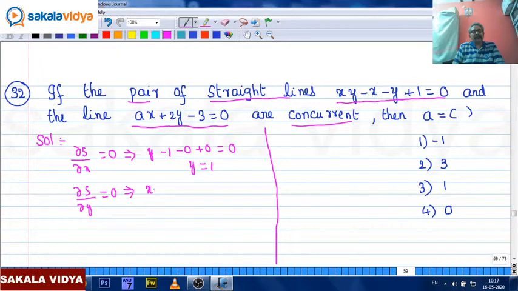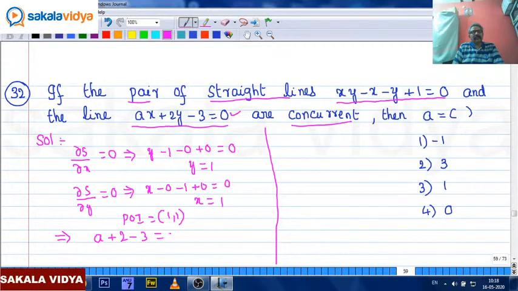So x into 1, x minus 0, y differentiation minus 1, 1 differentiation 0, equal to 0. So x equals 1. Therefore, the point of intersection is 1 comma 1. Since this is concurrent, 1 comma 1 satisfies this equation. So that implies we get a plus 2 minus 3 equals 0. That implies a minus 1 is equal to 0. So a equals 1. This is one answer.